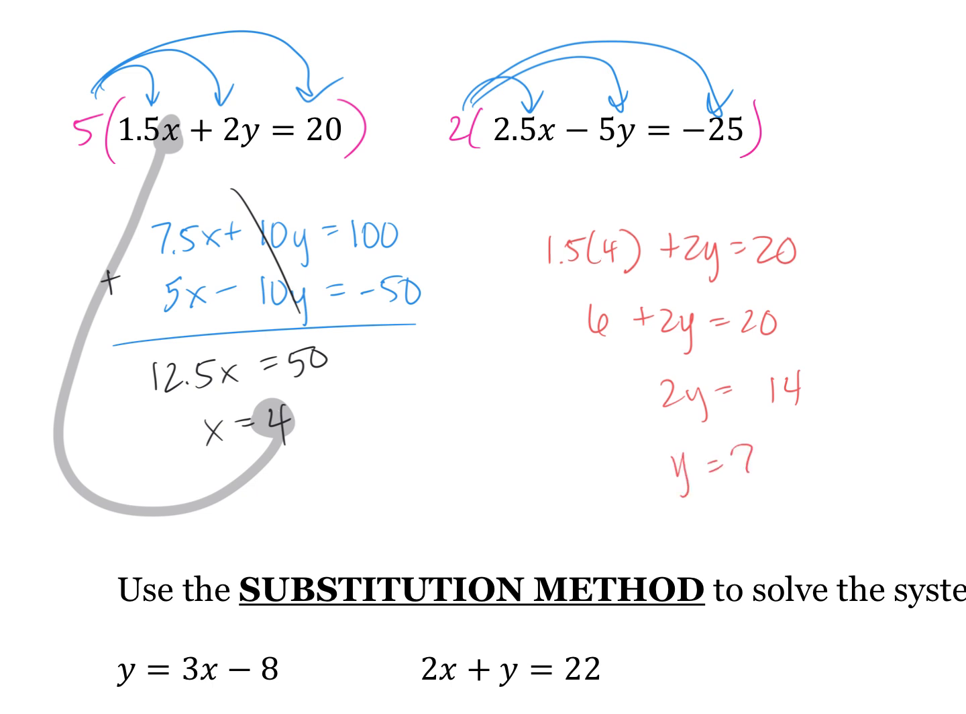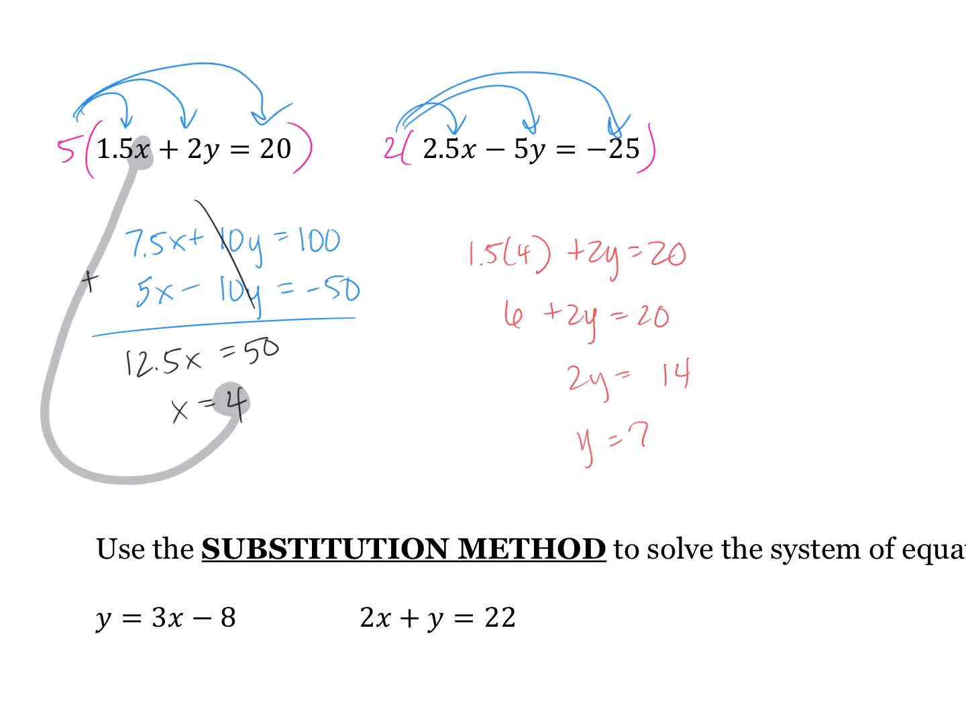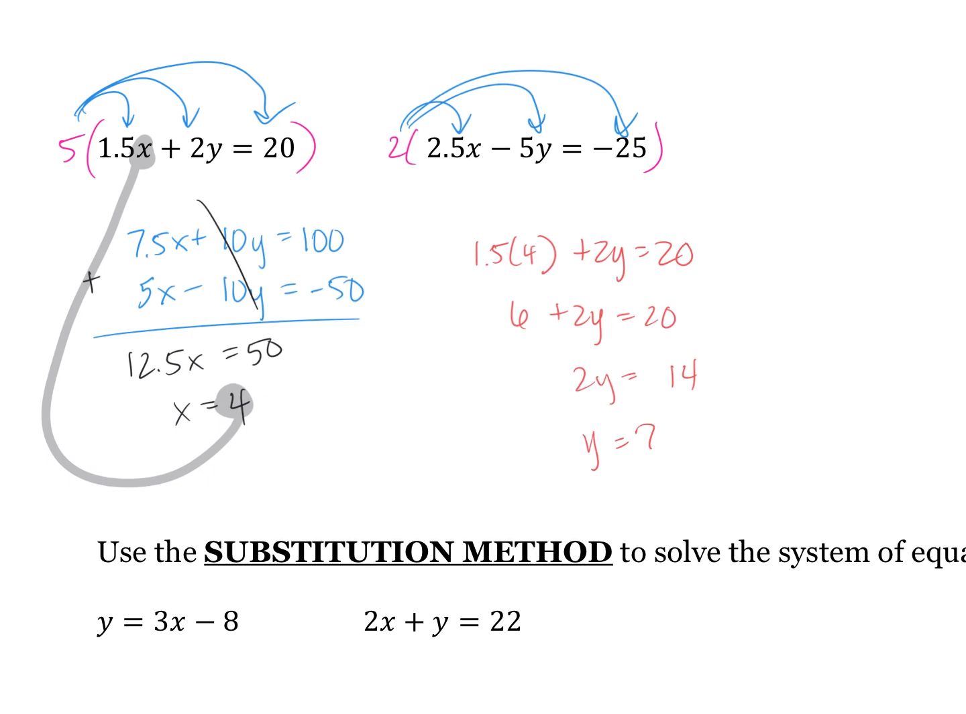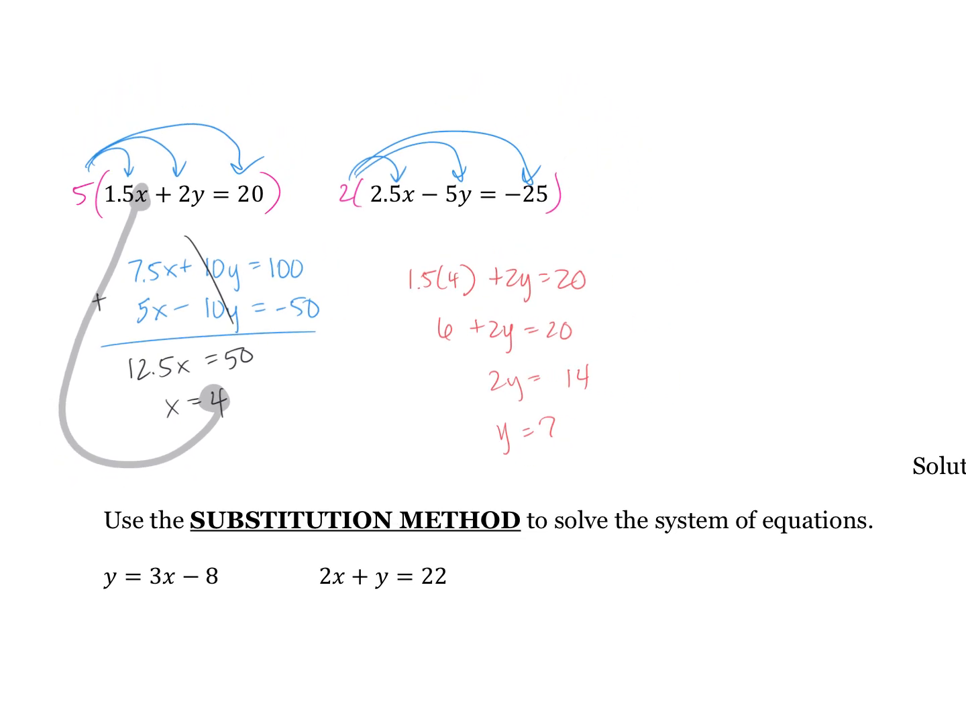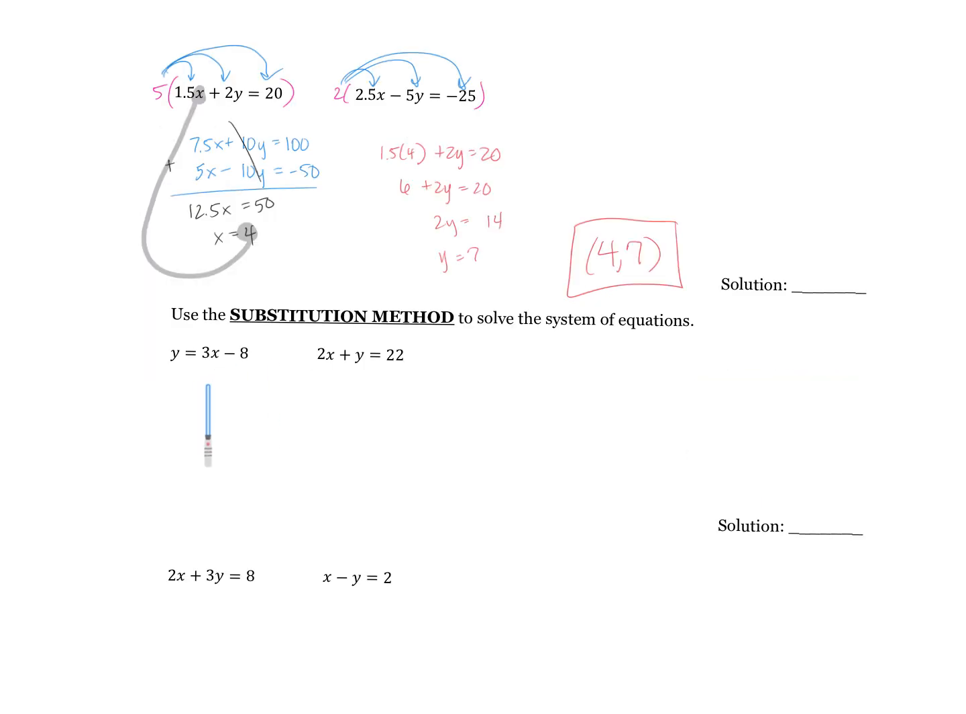Y'all get a 7. Okay, what would be my solution then? 4, 7. And we're going to say, yes, 4, 7, because it goes x comma y. Substitution's helpful when you get a variable by itself and you can substitute its value in.